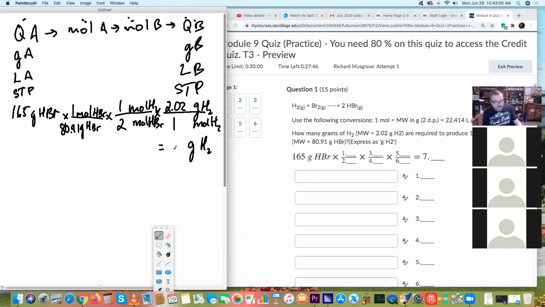Now to put this into your calculator, and this will go for the on-lock calculator as well, here's how I would do it. I do 165, I do times 2.02. So I multiply everything on the top and I just divide by everything that's on the bottom. And that works. That's how I put it in my calculator. Multiply everything across the top, divide everything that's on the bottom. And I end up here with 2.06 grams of H2.